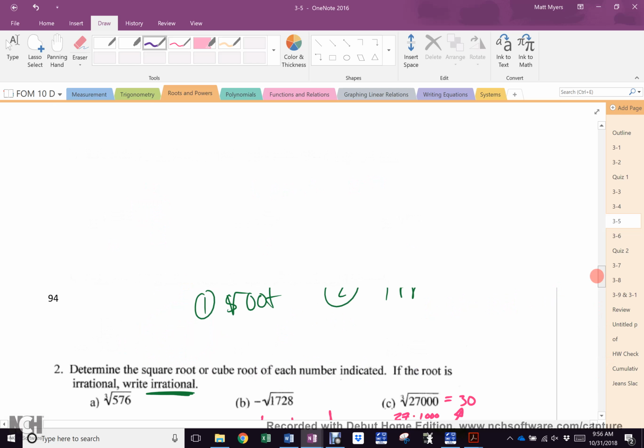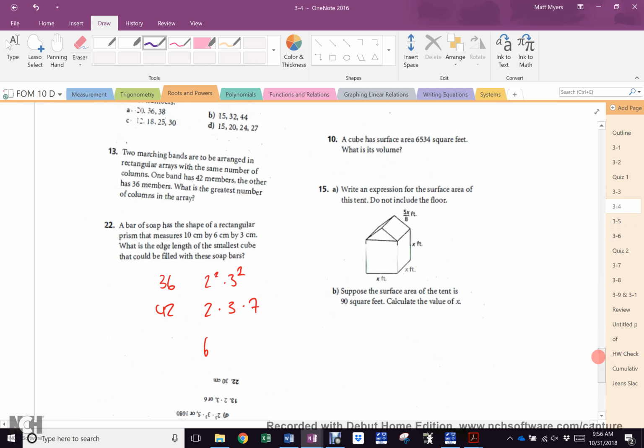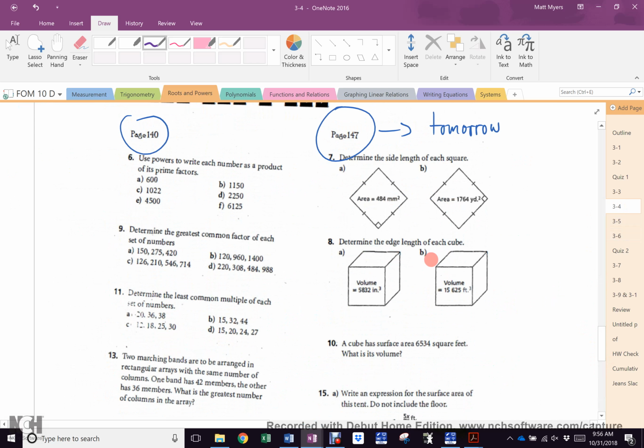And then the last question. The last page, it was back a couple. First 2 are easy. Easy peasy. What do I do here? Square root. What's the square root of 484? 22. What's the square root of 1764? 42. And all these answers are on the bottom. What's the cube root of 5832? 18. Yep. What's the cube root of 15625? 25. Yay.